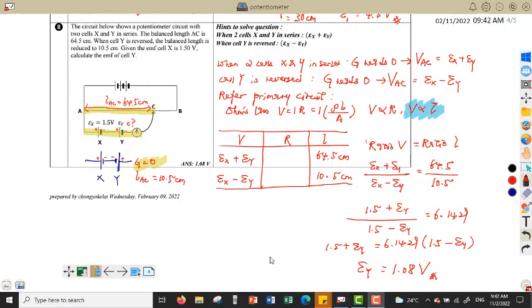So boys and girls, I hope through the 8 questions we have in the potentiometer worksheet, you're able to enhance your problem solving skill about learning outcome 3.9 potentiometer. Before I end the video, I would like to stress a few basic concepts that we must remember in order to solve questions related to potentiometer.